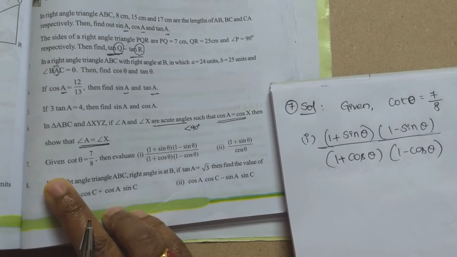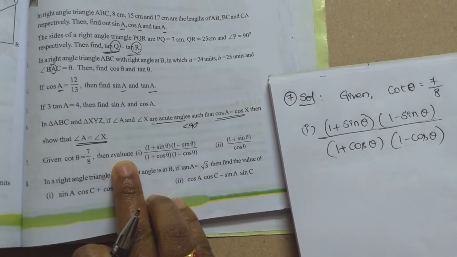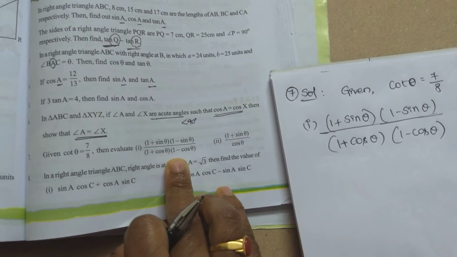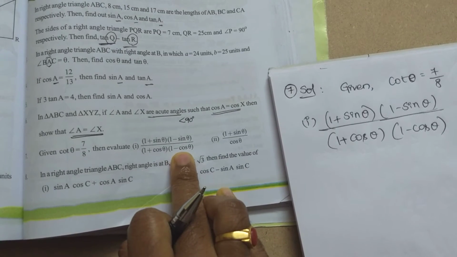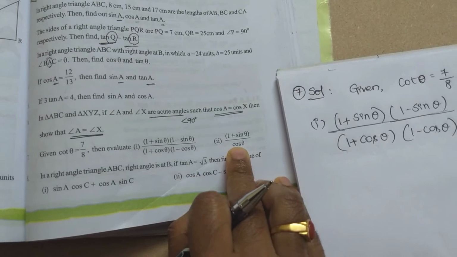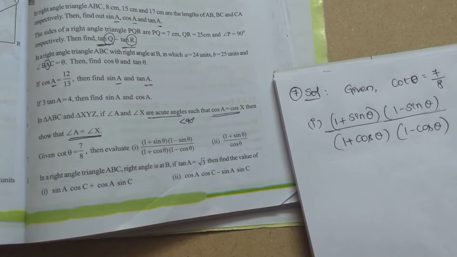Hello friends, let's solve question number 7. Given cot theta equals 7 by 8, evaluate (1 plus sin theta)(1 minus sin theta) divided by (1 plus cos theta)(1 minus cos theta). This is the first sub question they asked us to solve. And the second one is (1 plus sin theta) by cos theta. This is what we need to solve.